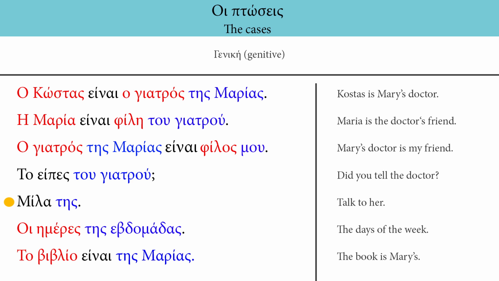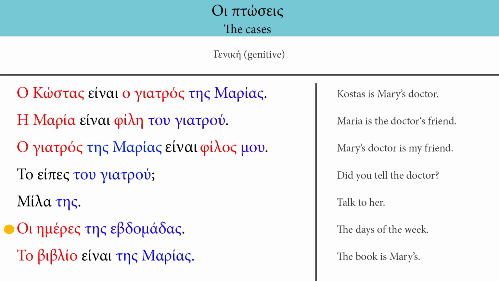Μίλα της. The verb μιλώ, that means talk or speak. Again, it gets an object in the genitive case. Talk to her. Μίλα is the second person of the imperative mood. It's an order. Μίλα, talk, της, to her. The weak form of the third person of the personal pronoun in the feminine gender and in the genitive case. But don't worry about that right now. We're going to talk about the pronouns in a different lesson. For now, just remember that verbs like μιλώ, λέω get an object in the genitive case, whether it is a pronoun or a noun.